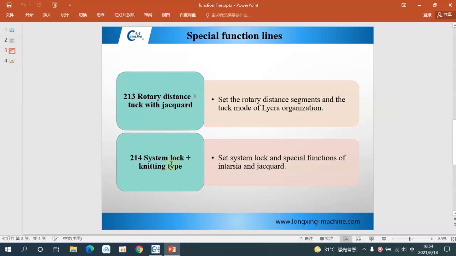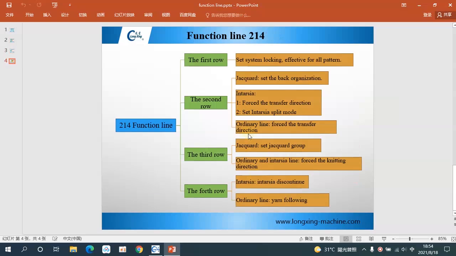214 System lock and knitting type. Set system lock and special functions of Intasha and jacquard. There are many hidden special treatments on this function line. In addition to the system locking function, also including special treatment of the jacquard, Intasha, and yarn carrier. There are 4 rows on function line 214. The rows have different functions. The first row sets system locking effective for all patterns.